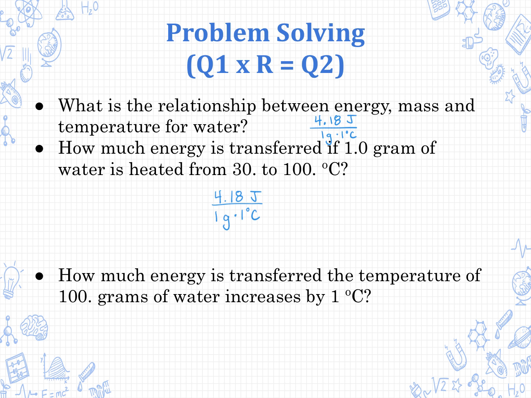It says how much energy is transferred if 1 gram of water is heated from 30 to 100 degrees Celsius. Well, we know it takes 4.18 joules for 1 gram to go up 1 degree Celsius. Well, in this case, the temperature change is 70 degrees Celsius because the temperature is going from 30 to 100. So we need 70 times as much energy. So we're going to take 70 degrees Celsius times 4.18 joules for 1 gram.